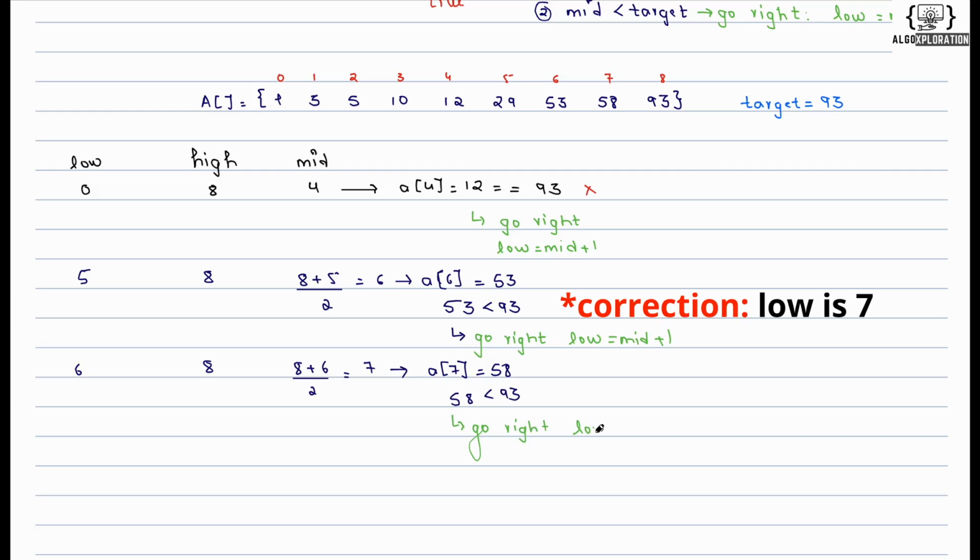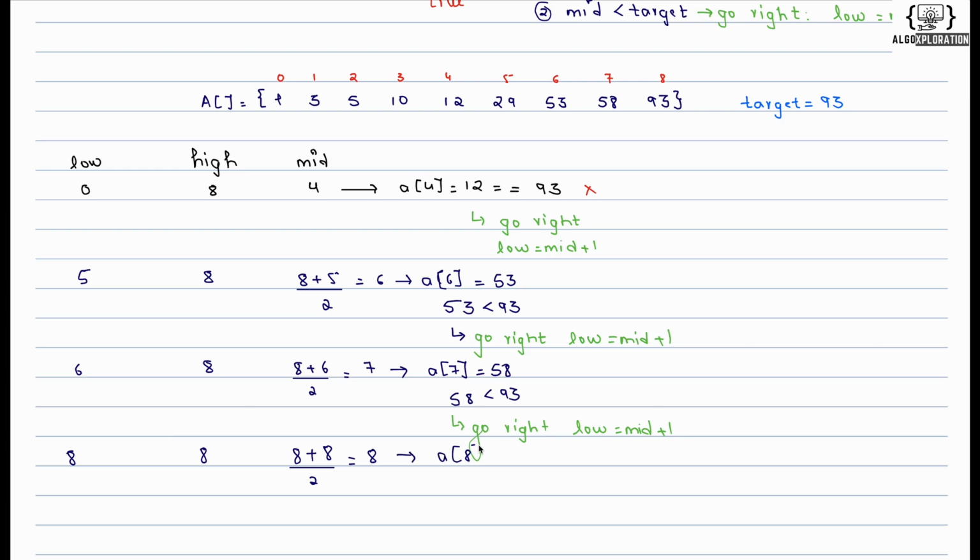That means do low equals to mid plus 1. So low will be 8, high will be also 8. 8 plus 8 divided by 2, that will be 8 only. Check. A of 8, that is 93. Is 93 equals to 93? Yes, it is. So return true. So in this way, we will be solving this problem.